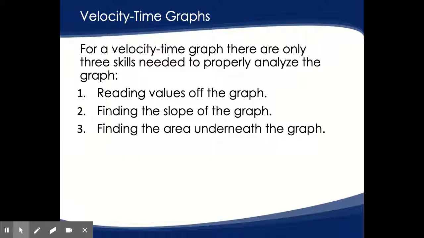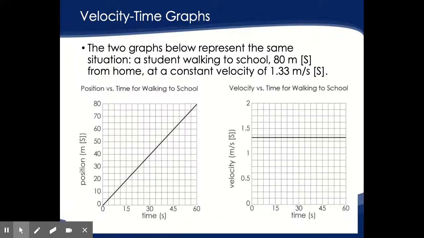You're going to find the slope of your graph, and then we're going to add on finding the area underneath the graph. So you have two situations here. Actually, this is one situation, two different graphs. So the graph on the left is representing a student walking to school with a constant velocity of 1.33 meters per second south. He travels 80 meters, so his position changes from 0 to 80 over the time frame of 60 seconds.